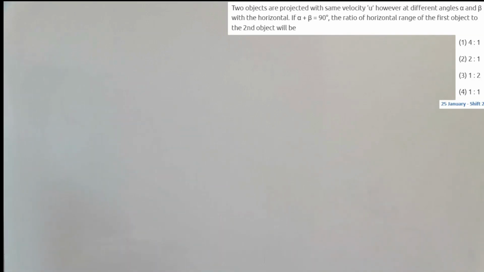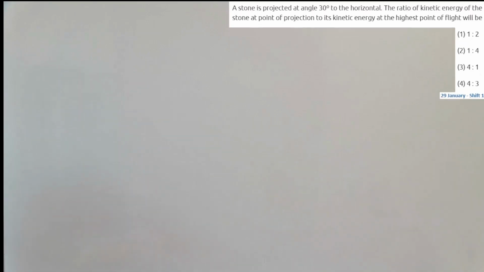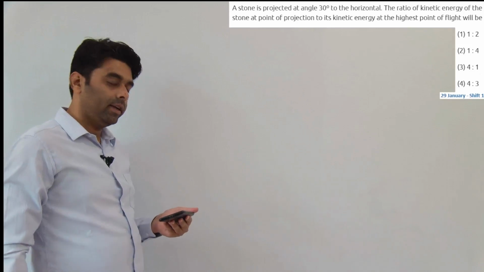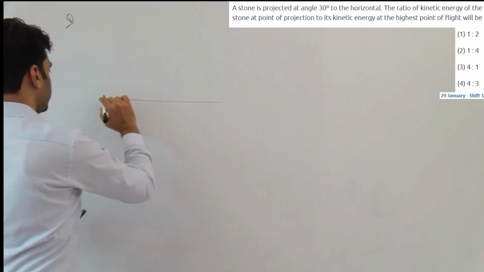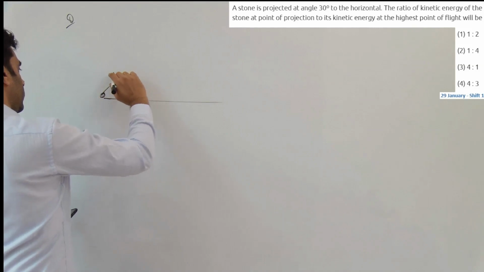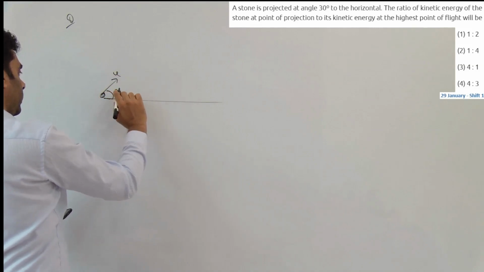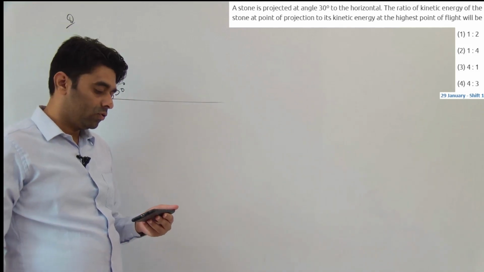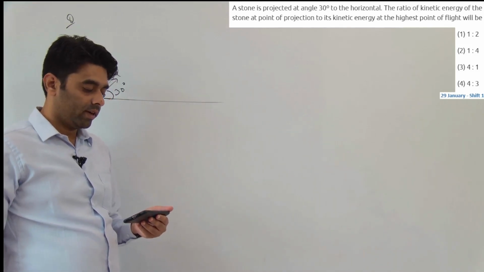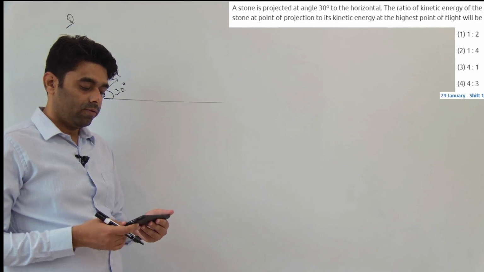So our next question is, a stone is projected at an angle of 30 degrees to the horizontal. Okay, projectile question it is. Some speed u at an angle of 30 degrees to the horizontal. The ratio of kinetic energy of the stone at the point of projection to its kinetic energy at the highest point of flight will be.